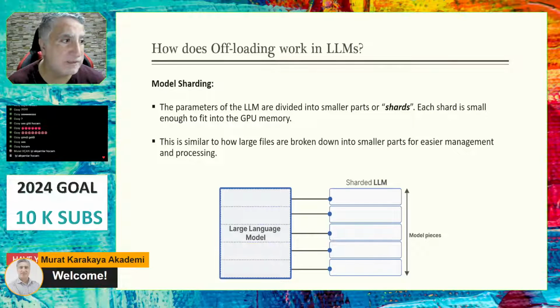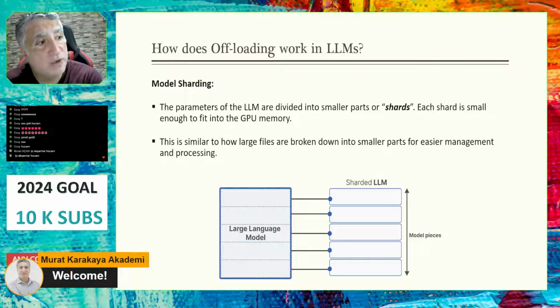So offloading is a very simple idea actually, but the implementation is complex. The idea is model sharding. Sharding means that you group several layers into shards. Shards means pieces of layers, 3 layers, 4 layers, or blocks of the transformer blocks grouped together. So after that, now we have the sharded LLM.